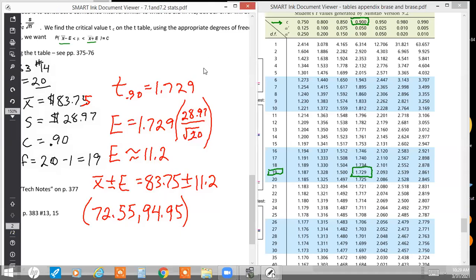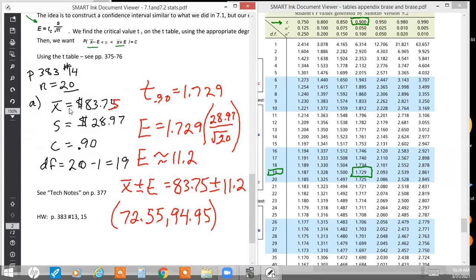All right, so we found our n is 20, X bar is 83.75, S is 28.97. We want a confidence level of 0.90, 90%. Our degrees of freedom, sample size minus 1, is 19. We need to find the t-value for that 90% interval. If you look at this t-table, you go down on degrees of freedom to 19, go across to 0.90, go down, it's 1.729. That's my t-value for 90% confident.